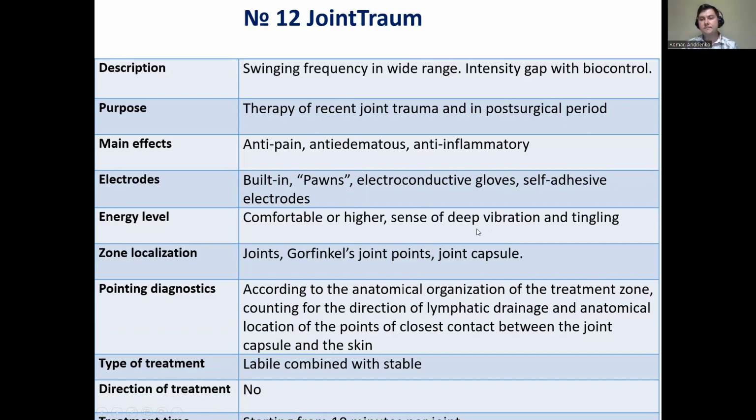We need to feel deep vibration and tingling, or you need your patient to report whether or not they're feeling the deep vibration. Again, we are addressing the magic points, and we are presumably operating with labile or stable electrodes. So here we can also treat the entire joint capsule. We can go around the joint, and even on the backward sides of the joint when we work with joint trauma. So it is okay to stand both on the magic points and treat the entire joint surface.